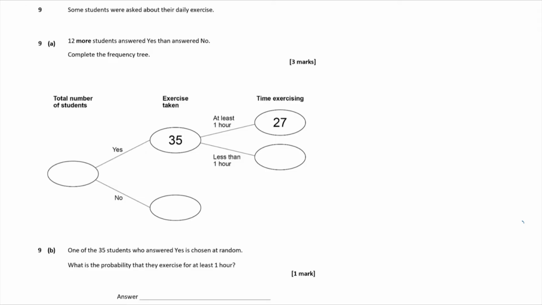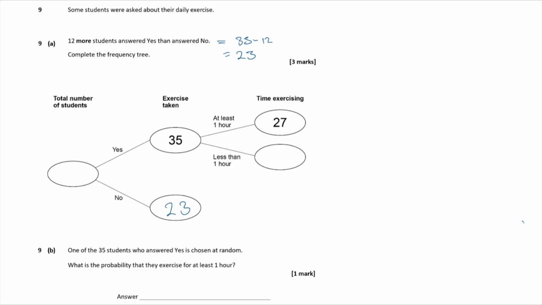Question 9. Some students were asked about their daily exercise. 12 more students answered yes than answered no. Complete the frequency tree. Okay, so 12 more students answered yes than no. So that means 12 fewer students answered no than 35, isn't it? So the no one is going to be equal to 35 minus 12. So that's going to give me 23 people who said no. So I'm going to write that in the box here.